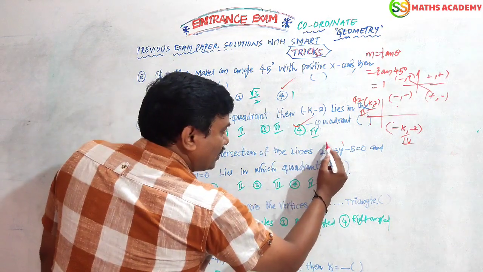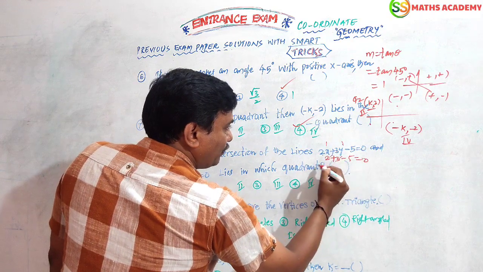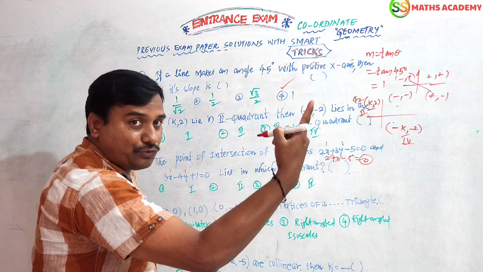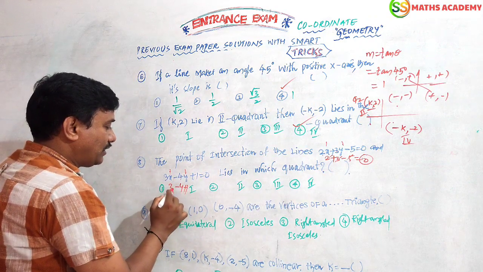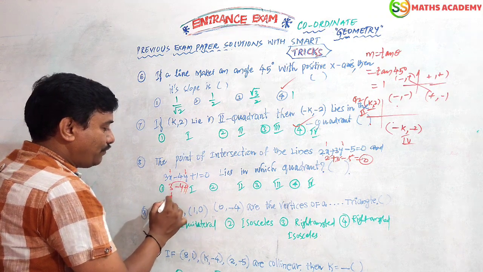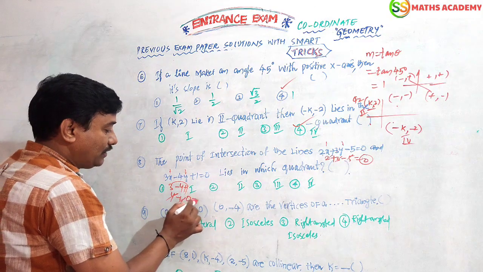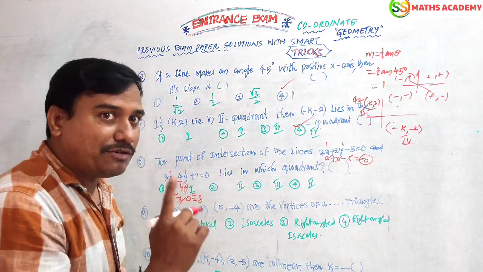Okay? 2 times 1 is 2. 3 times 1 is 3, minus 1. 3 plus 2, 5, gets cancelled. We are getting 0, so LHS is satisfied. 3 times 1 is 3, 4 times 1 is 4, plus 1. 3 plus 1, 4, minus 4, gets cancelled. 0. We are getting LHS equals RHS. So (1, 1) is satisfied.